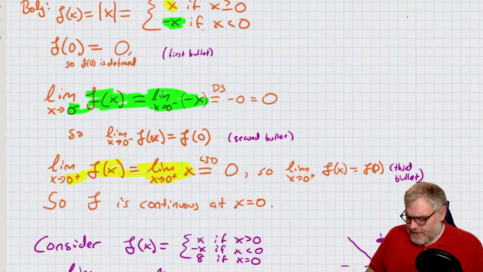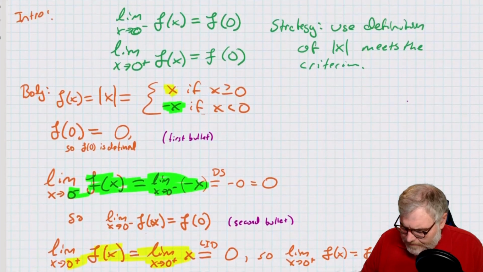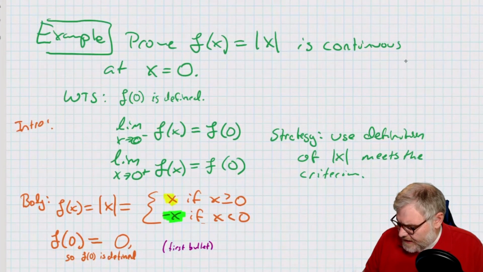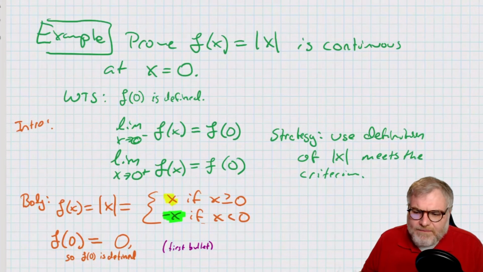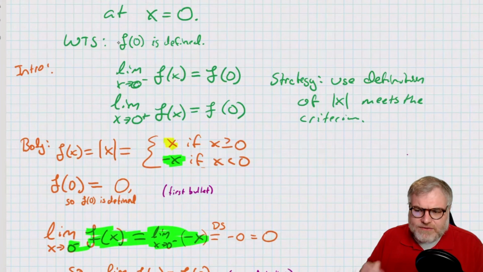So f is continuous at x equals 0. And you know what? I feel like crowing a little bit. I've gone ahead and proved this. I want to prove this thing is continuous, so I just need to show it meets the definition. So I need to show that it meets the definition, and those are those three things.